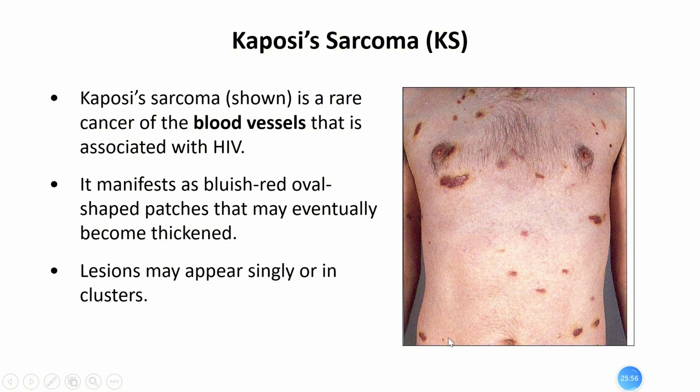This is Kaposi sarcoma, the gay cancer. They named it in the 1980s. It appears on the skin like this. It's a rare cancer on the skin, but it is actually a blood vessel cancer, not a skin cancer. Okay, blood vessel. It's like these bluish red oval-shaped patches on the skin. It might be single patches or in clusters. This is Kaposi sarcoma.